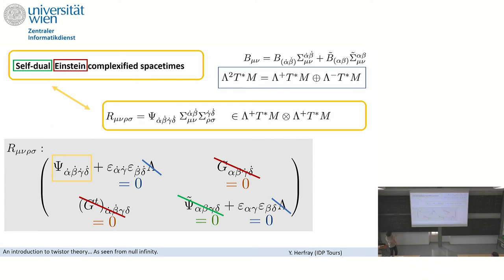So in other terms, self-dual Einstein complexified spacetimes is just the statement that you impose that the Riemann tensor is completely self-dual. So it's a subcase of all Einstein's equations.